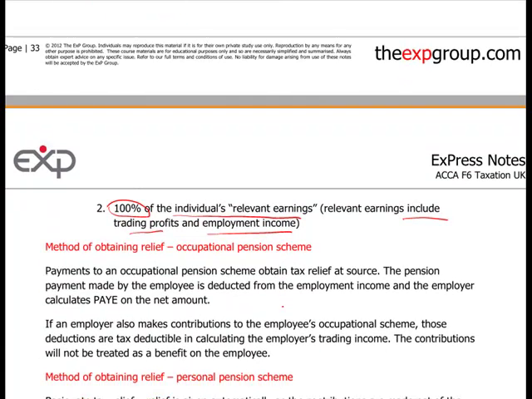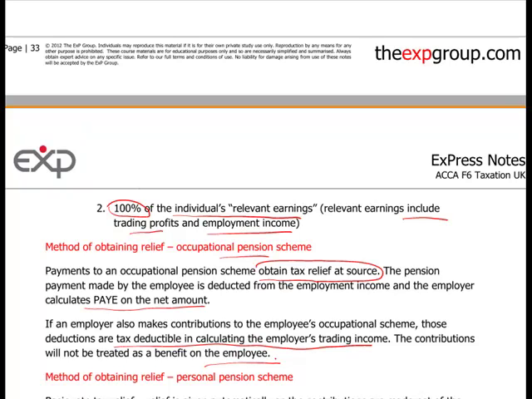Now, method of obtaining relief. Occupational pension schemes, you would obtain tax relief at source. So when you pay the money, you get 20% tax relief. The pension payment made by the employer is deducted from the employment income, and the employer calculates PAYE on the net amount. If an employer also makes contributions to the employee's occupational scheme, those deductions are tax deductible in calculating the employer's trading income. The contributions will not be treated as a benefit on the employee.